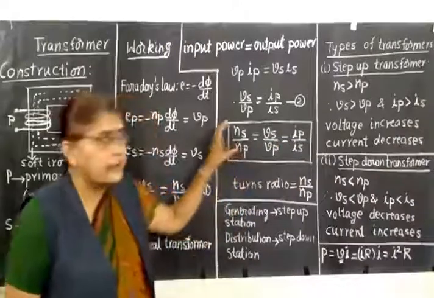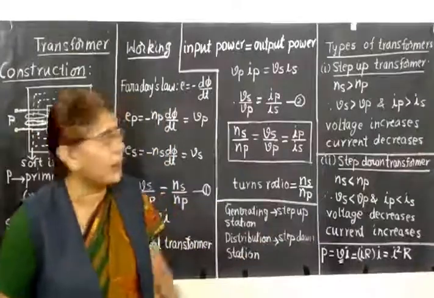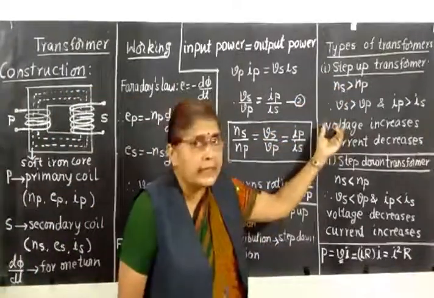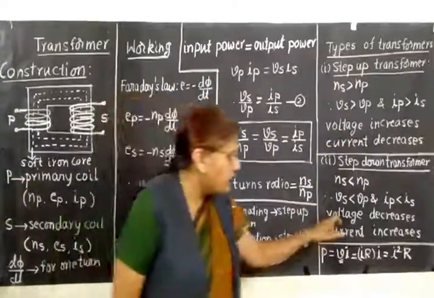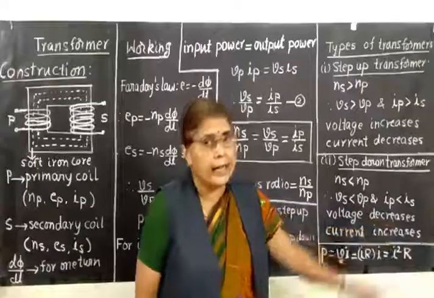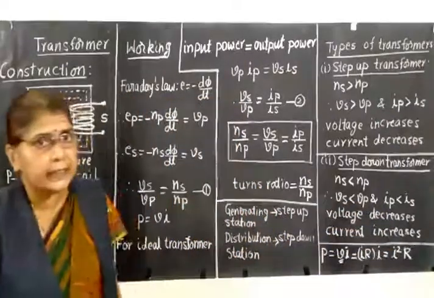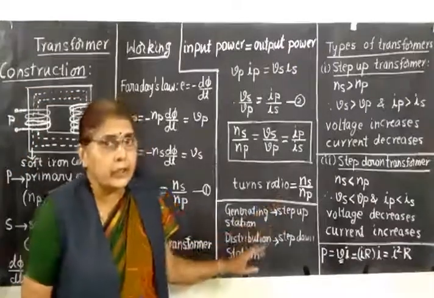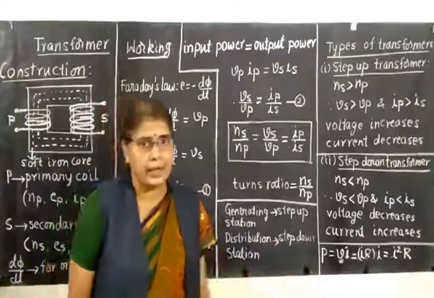Now based on this turns ratio, that is Ns upon Np, we have two types of transformer. One is a step up transformer in which voltage increases but current decreases. Another is a step down transformer in which voltage decreases but current increases. So where are these transformers used? At the generating station we use a step up transformer, and at the distribution center and at the poles we use the step down transformer.